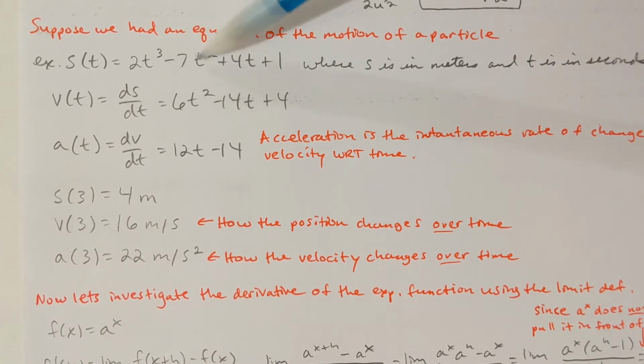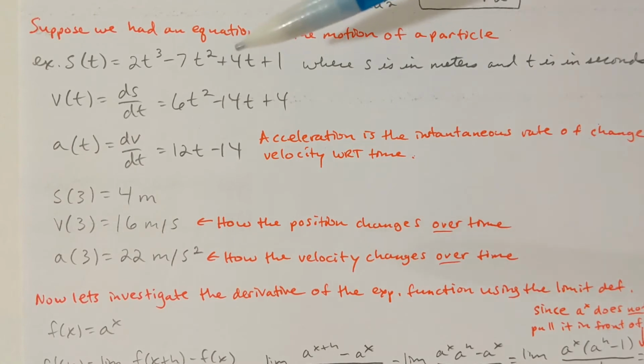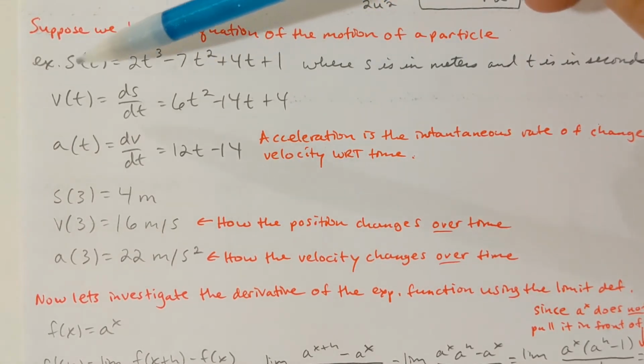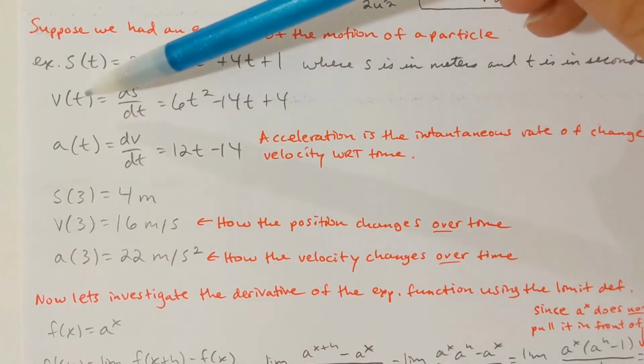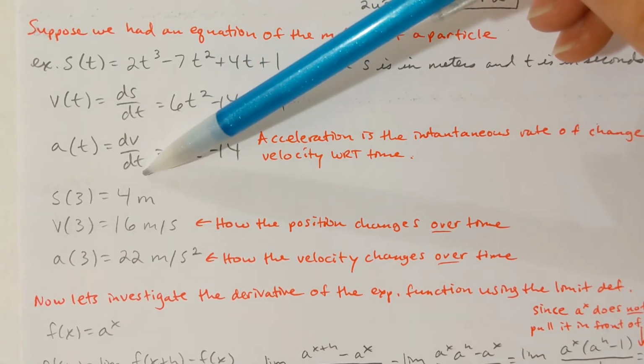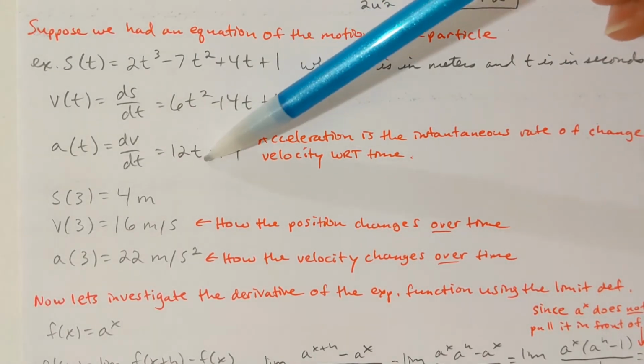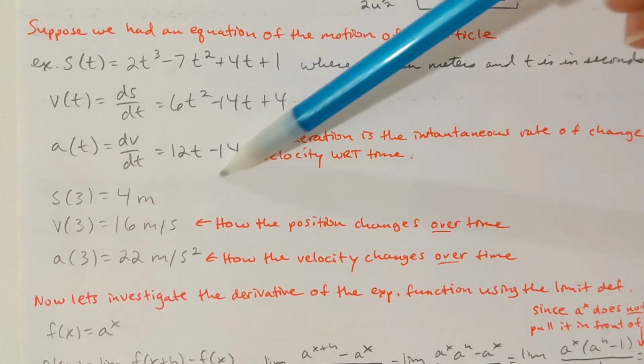Well, power rule on these terms, right? So it's going to be 6t squared minus 14t plus 4, and then derivative of 1 is 0. Okay, now if I wanted to know the acceleration function, that'd be the second derivative of the position function, or you just differentiate the velocity function. Derivative of v with respect to time t. Okay, so let's do that. It's going to be 12t to the first minus 14.